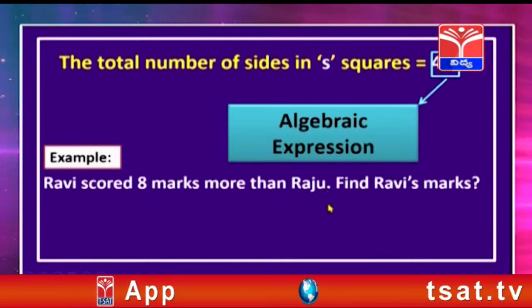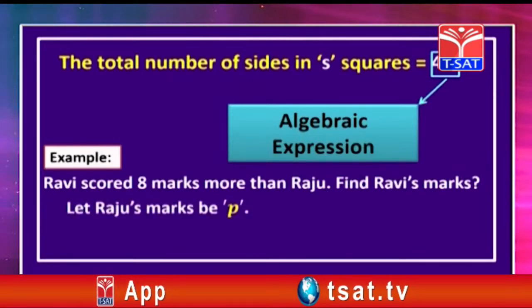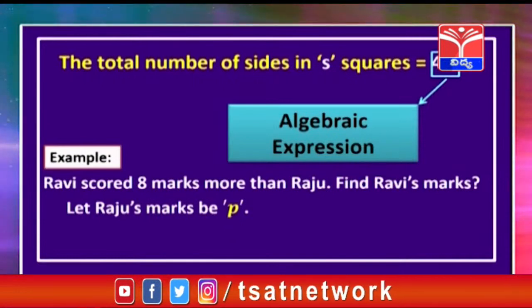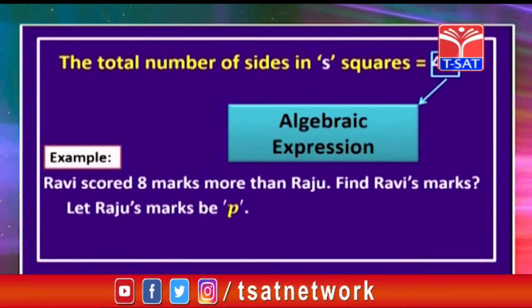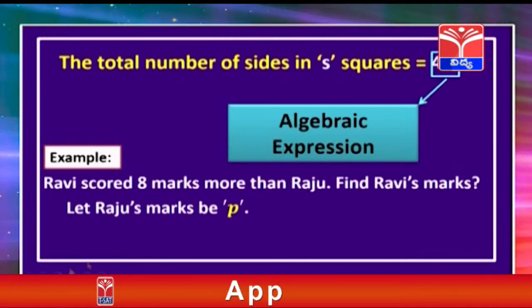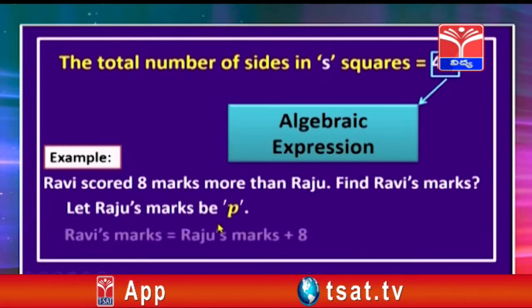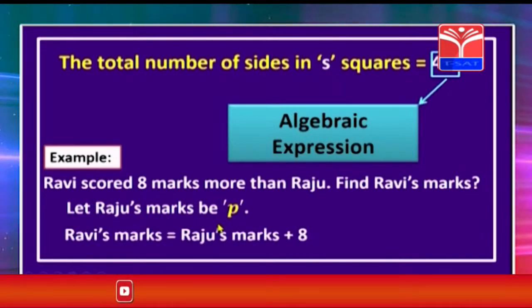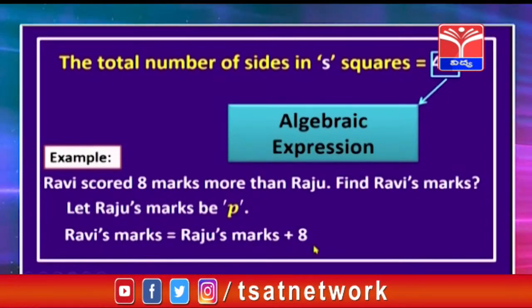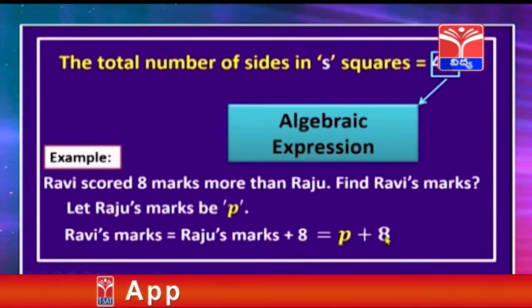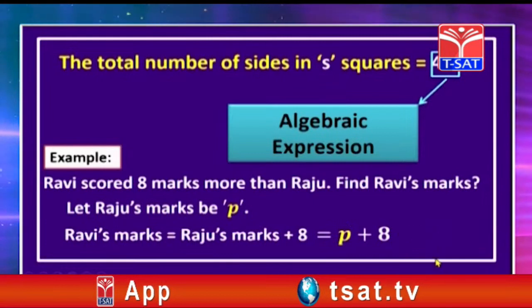So we assume that to be some variable. Like I'll assume Raju's marks as P. So I have taken it as P, children. You can use any letter in the English alphabet, it can be A or B or X or Y. So I am taking it as P. So here Raju's marks are P. Now what is given to us? Ravi's marks is 8 marks more than Raju. That means Raju's marks plus 8. So here Raju's marks are P. So we are substituting P plus 8. Now this is the marks scored by Ravi.